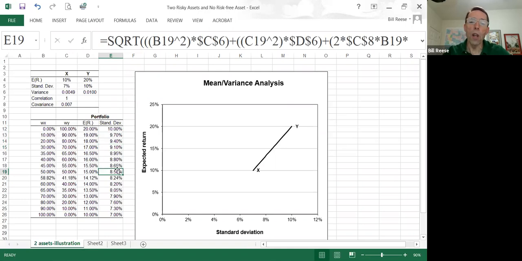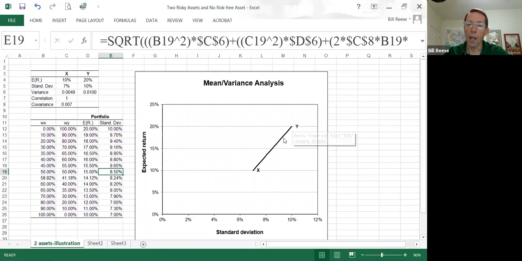Now, what you'll notice here in the graph is just simply reading the information that is over there. For right now, just ignore this line right there. X is going to be right down at the end of that line. That's going to be where we have an expected return of 10%, standard deviation of 7%. That is going to be where X is in mean variance space. Whereas Y, it's got an expected return of 20% and a standard deviation of 10%, again, right at the end of the line.